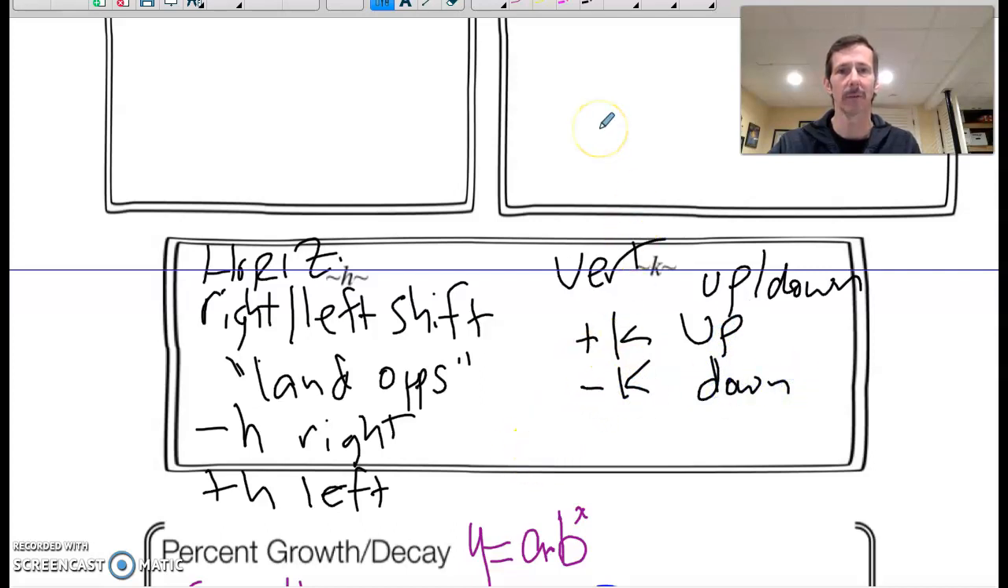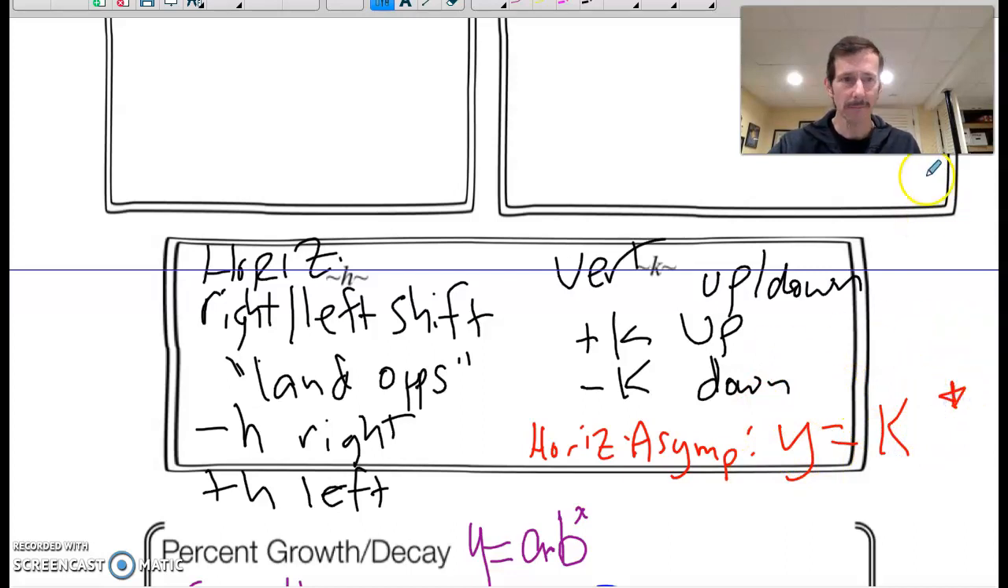And important enough for me to come up here and change this, the horizontal asymptote, which on a generic a times b to the x is just at 0, this up or down is going to shift it. So my horizontal asymptote is actually going to be whatever k is. So y equals k is my horizontal asymptote. That's a good thing to know.